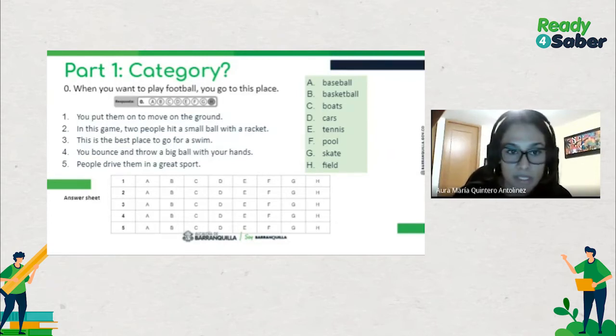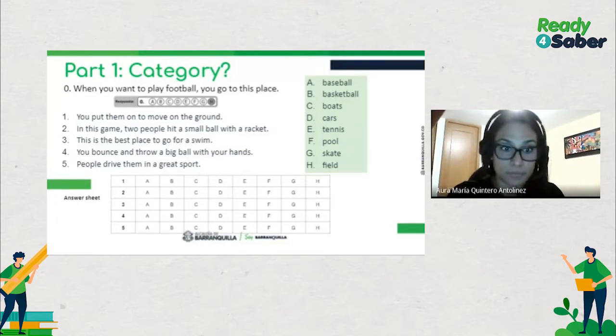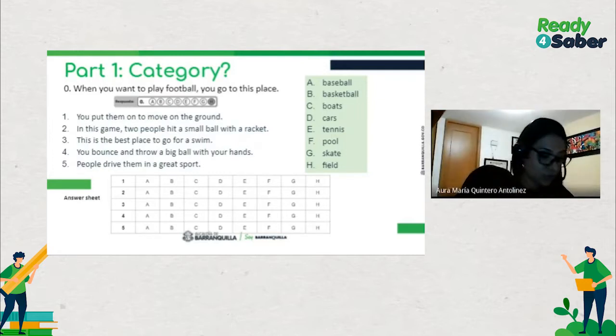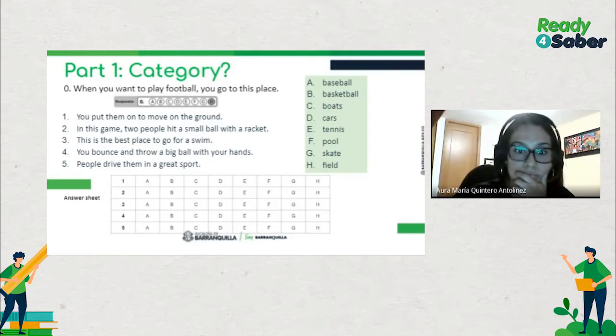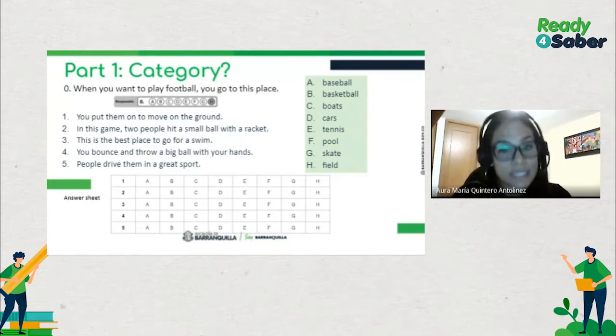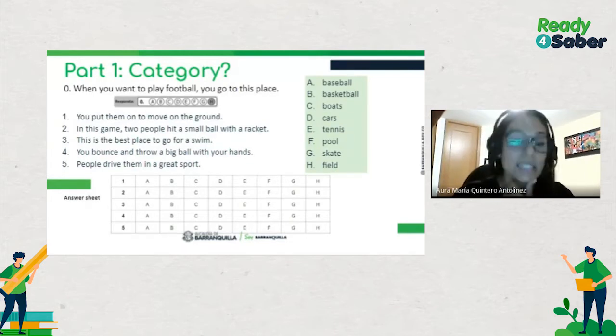Okay, let's see. Gustavo says G, Luisa E, tennis, Jansen C, boats. Okay, boats es bote. Boots son las botas. Se escribe diferente para que tengan en cuenta, ¿ok? Lo que usamos, boots. Y aquí dice boats. All right? So in this case, you put them on to move on the ground, the correct answer would be tennis. Yes, you put on your tennis. Okay? And you move with your tennis. Tú te pones los tenis y te mueves, ¿verdad? Sobre el piso. So that would be tennis.